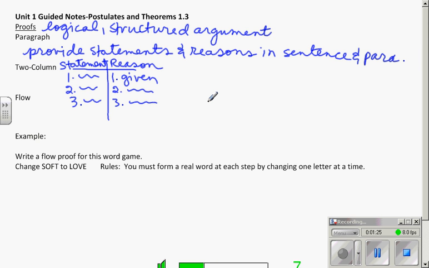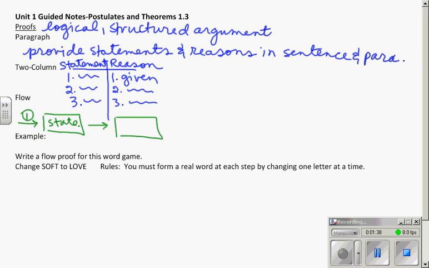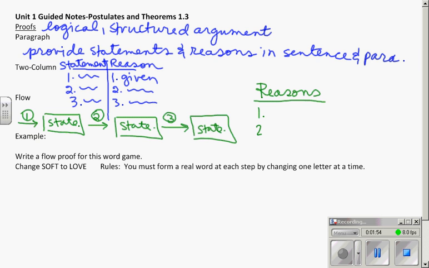A flow proof, which you need to add to your notes, is like a flow chart in science. We start with an arrow, that's number one, and you have your statement. And then you would have another arrow with a 2 and another statement. And another arrow with a 3 and your statement. And then off to the side, you would have a numbered list corresponding to each of your steps.